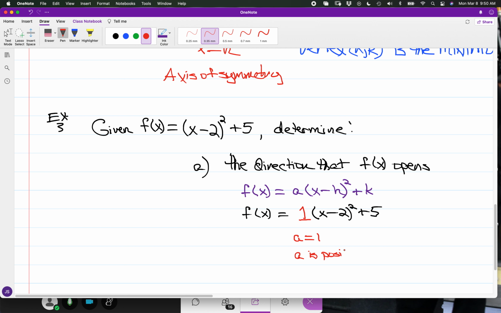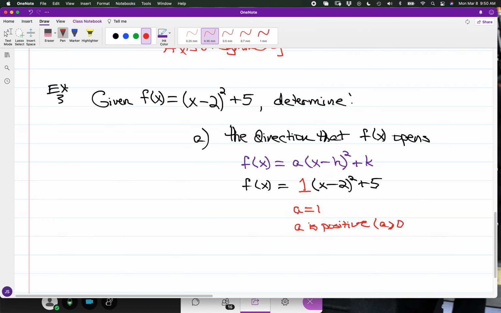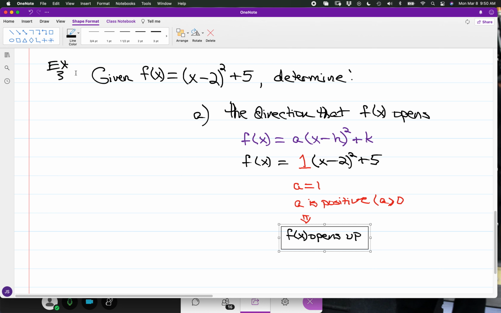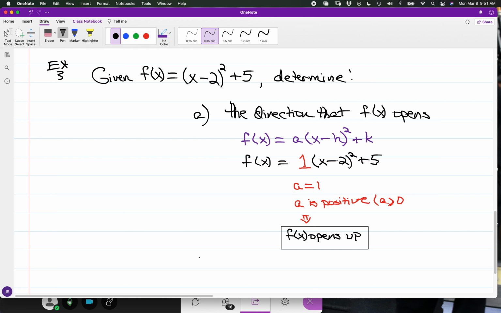and 1 is a positive number. So that means, in consequence, f of x is going to open upward. All right, now let's say we have the second part here, where we're looking for the axis of symmetry.